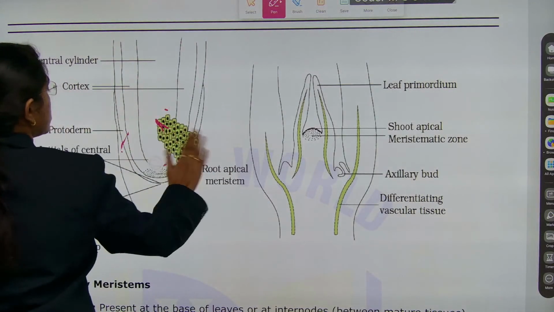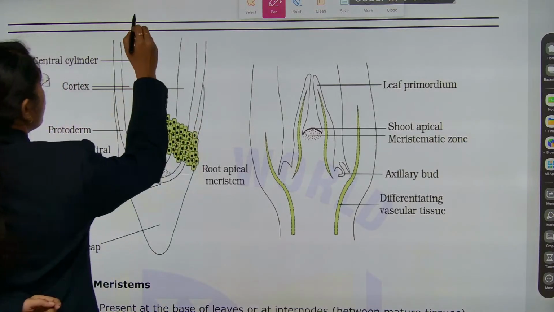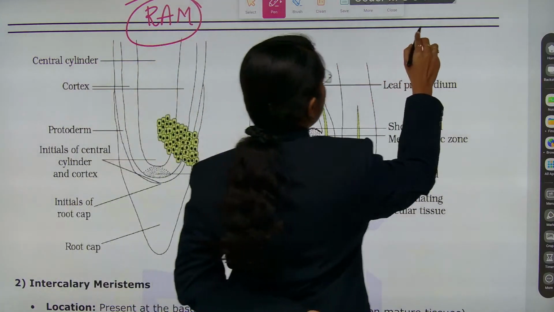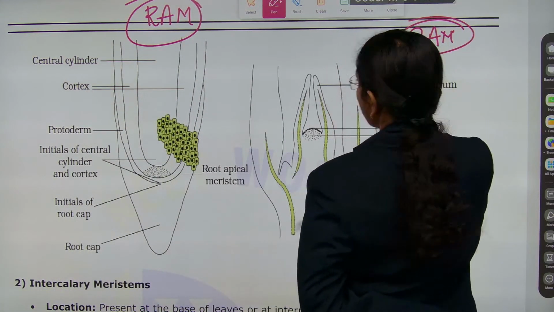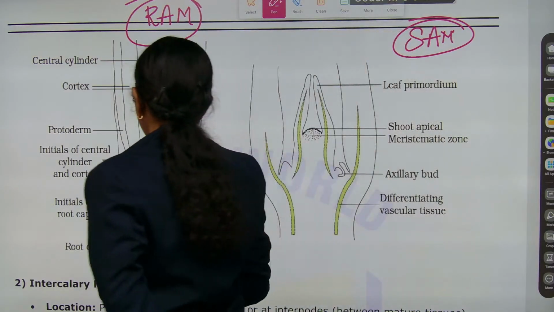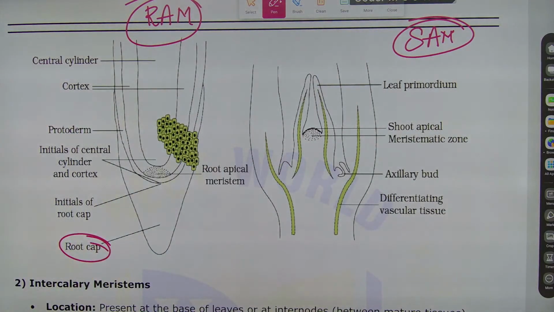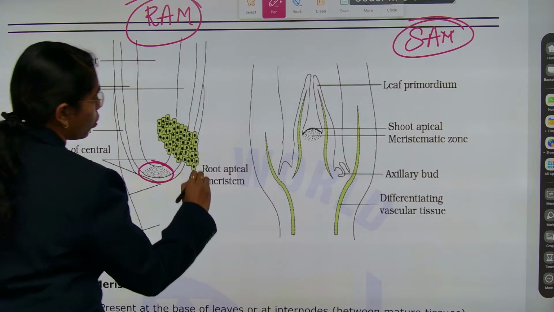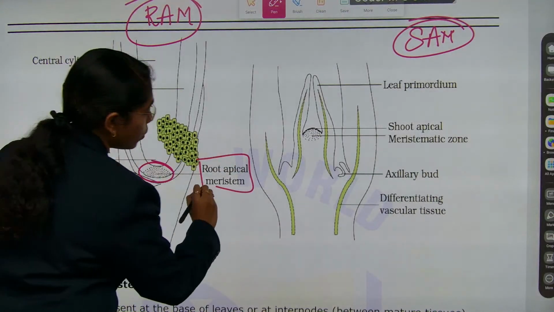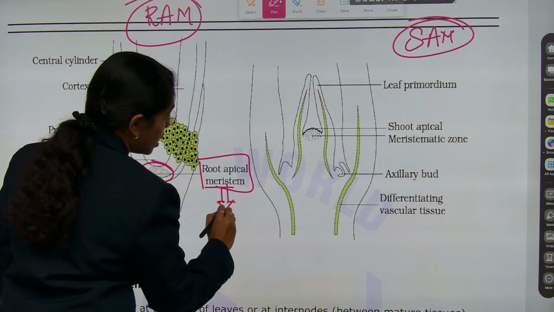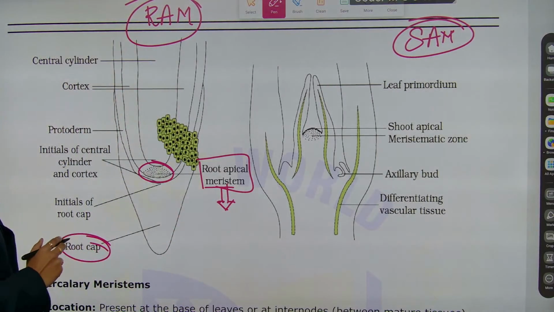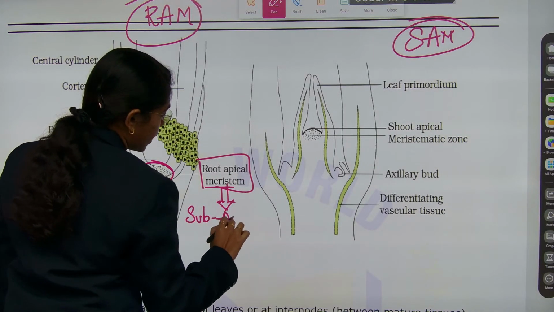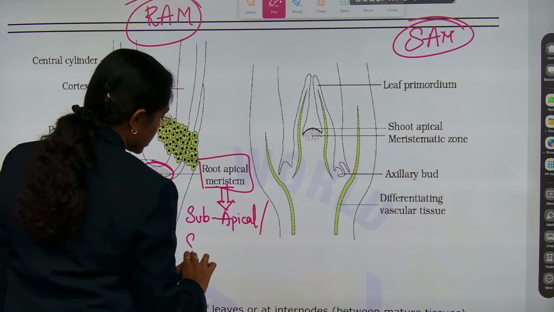First is the root apical meristem, followed by the shoot apical meristem. In the root apical meristem, you observe that the root cap is at the terminal end. The root apical meristem is present above the root cap and occupies the subapical or subterminal region.